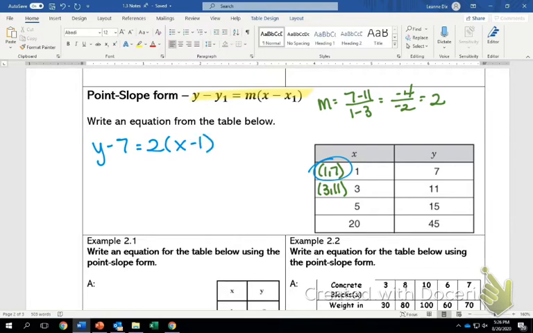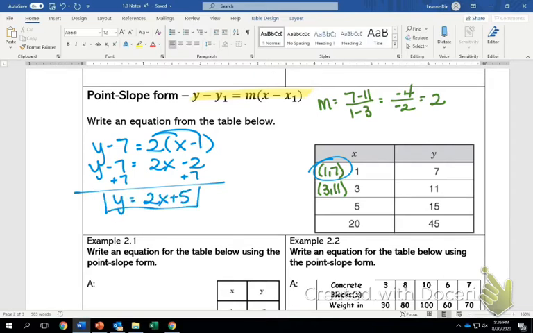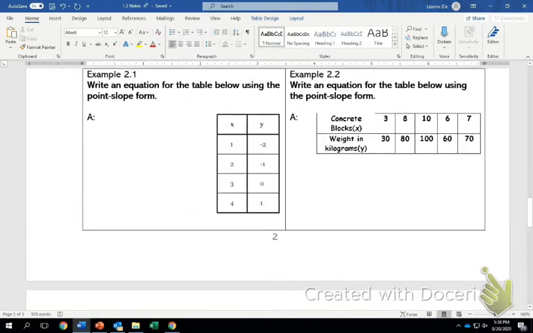All right, and then from here I can do the distributive property. I can rewrite y minus 7 equals 2x minus 2. Add 7 to both sides, and you should get y equals 2x plus 5. So that's just a quick review of what you're supposed to do with the point-slope formula. So here's some examples for you. Again, we're following the same process.